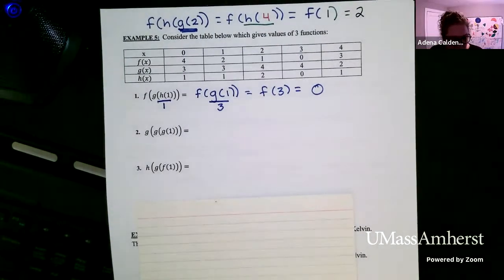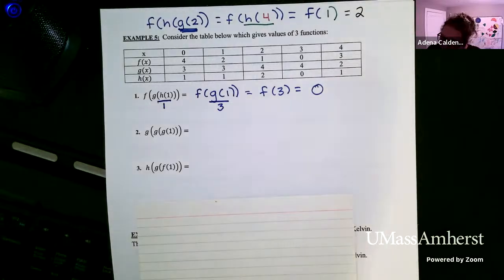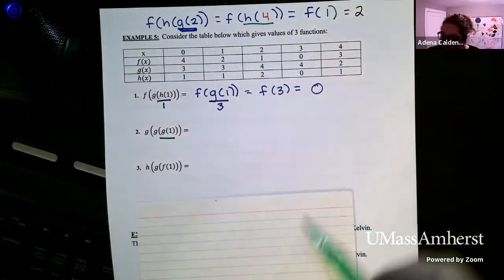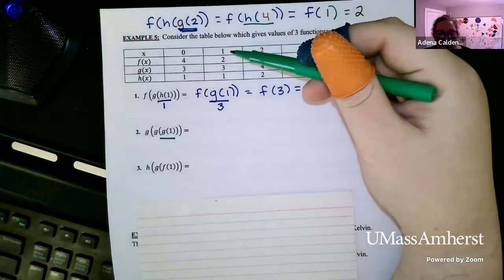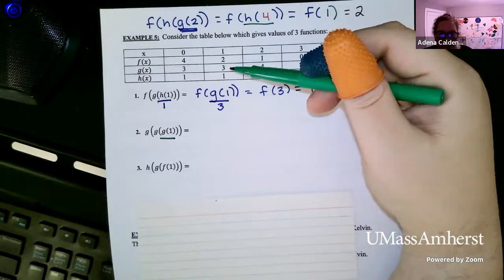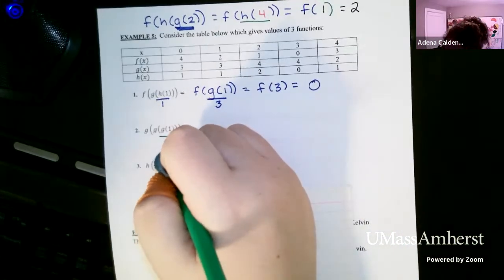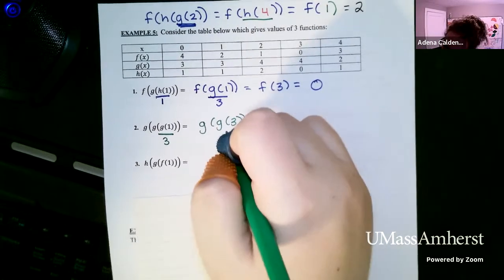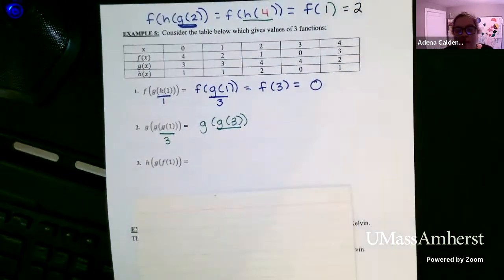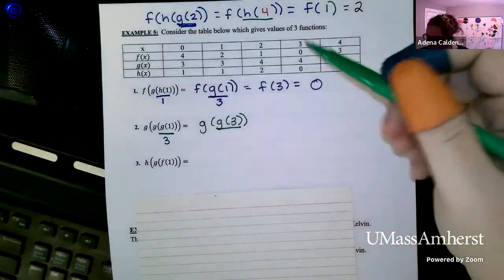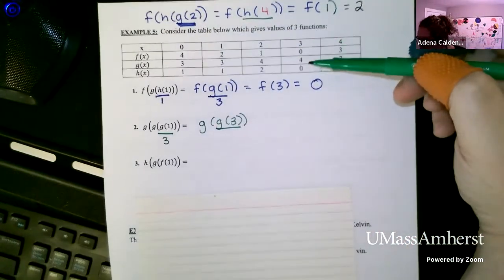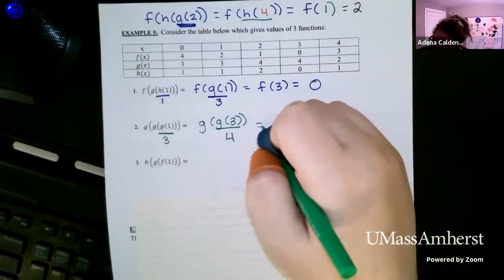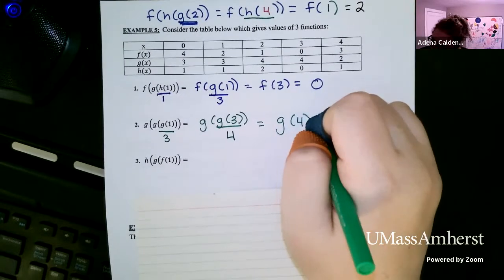So we have g of g of g of 1. So we're composing something with itself. So g of 1 means we go to the 1 in the independent row and go down to the g function, which gives me a value of 3. So now I have g of 3. I go to 3 in the independent row, and again, I go down to the g function, and that gives me a value of 4. So now I have g of 4.